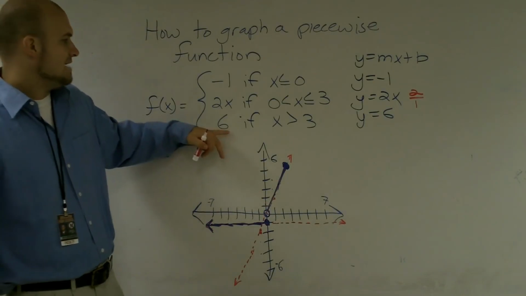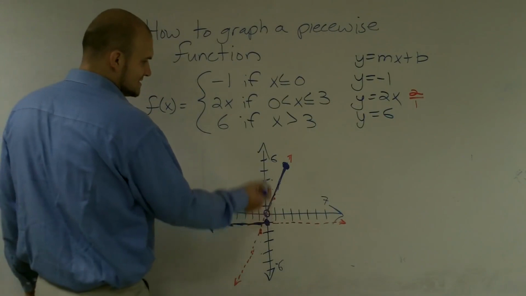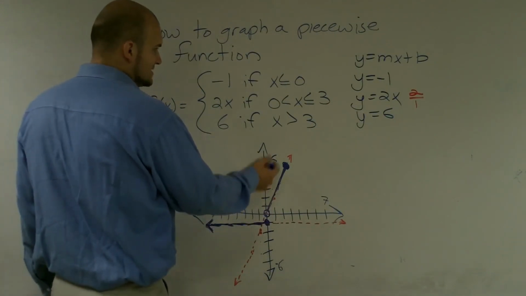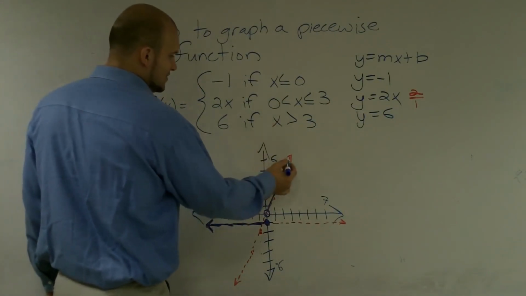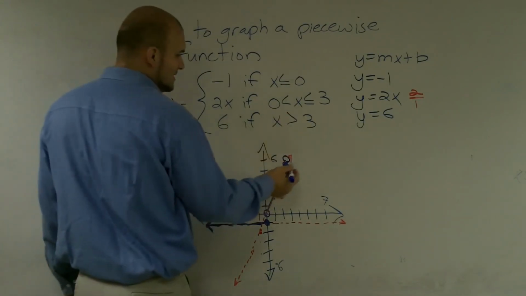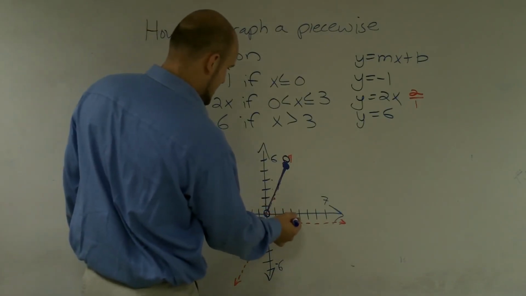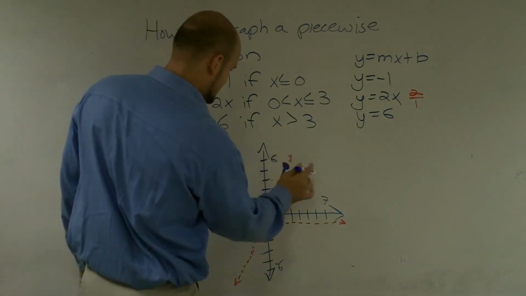And then lastly, I have y equals 6. Again, it's just like y equals -1. The y-intercept is at 6. And it says it's only true when x is equal to 0. Or I'm sorry, x is greater than 3. So therefore, at 3 again, I'm at my 3.